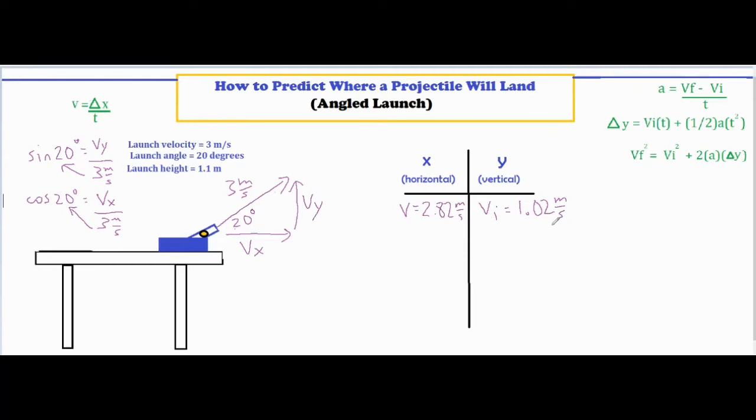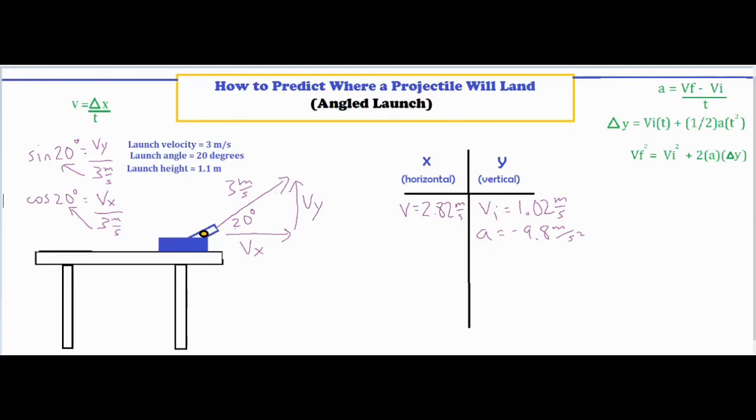Over here, I call this Vi because that is my starting vertical velocity. This side, I just called it V because it's constant velocity, so there is no starting or ending velocity. And we always know acceleration is negative 9.8 meters per second squared.